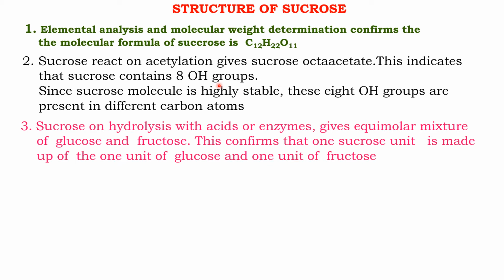Since the sucrose molecule is highly stable, these 8 OH groups should be present on different carbon atoms. See, on acetylation I am getting octa-acetyl sucrose, and this octa-acetyl sucrose is highly stable. That clearly indicates that these 8 OH groups are present on different carbon atoms. So the second point is the acetylation reaction, which confirms the presence of 8 OH groups in the sucrose molecule.